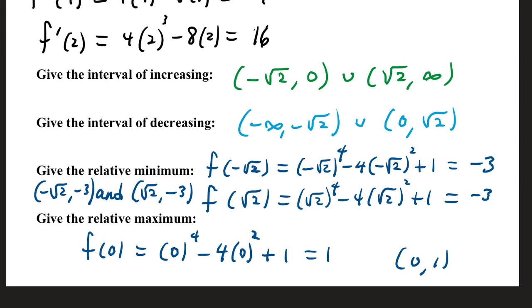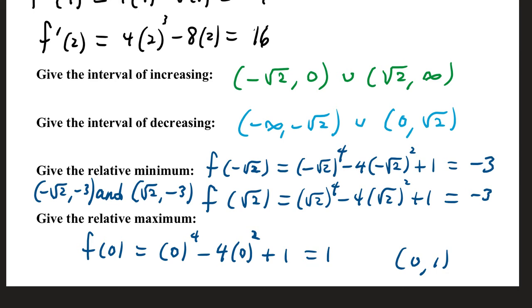Okay, so the relative minimum is where our original function takes the critical numbers negative and positive square root of 2. Those both yield an answer of -3. So your relative minimum value is a -3. The full point is the critical number you plugged in paired with the answer you get. So we have square root of 2 and -3, negative square root of 2 and -3. Those were those two valleys.